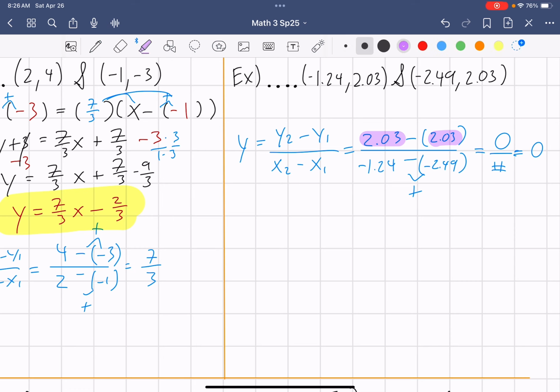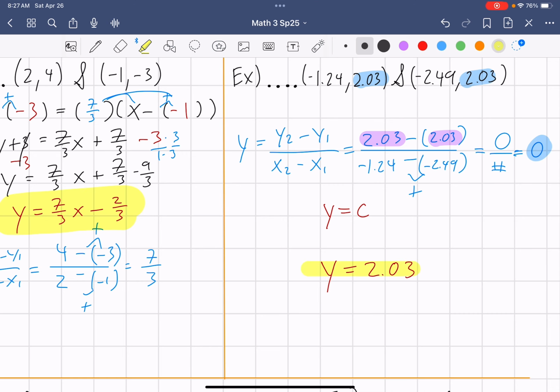But then, hopefully that reminds you, wait, if the slope is 0, that means this is a horizontal line with y equals a constant. That means I only need to look at the y-coordinate, which makes sense, because look, the y-coordinate's the same for both of these. So my equation is just y is equal to 2.03. That's all I need to do.